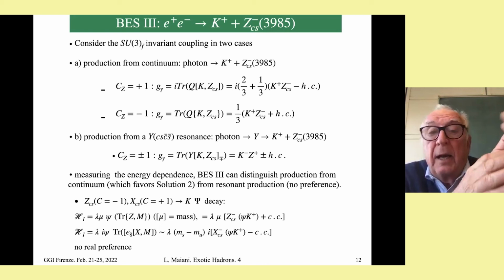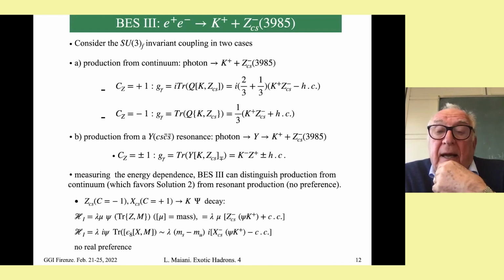Instead, if it is Z of a positive charge conjugation, you will have to have... Sorry, I think I got it the opposite way. Because if these two have the same, this is the case where Zcs has negative charge conjugation, and this is the same which has positive charge conjugation. And then you see that there is a large difference in that.